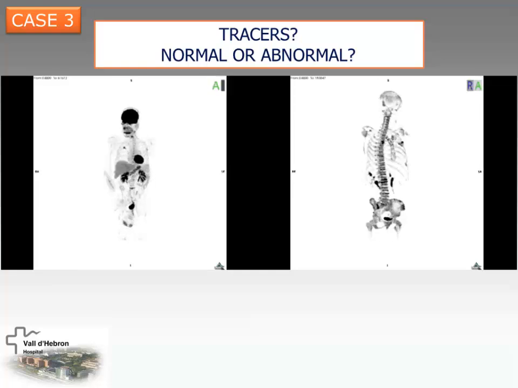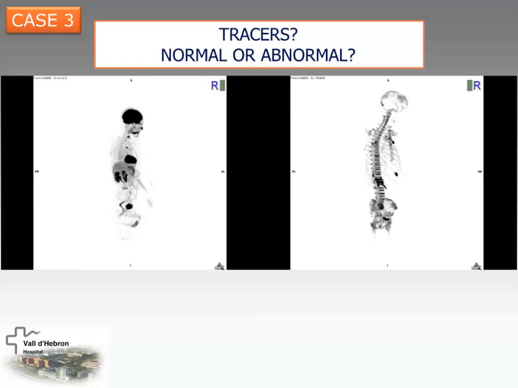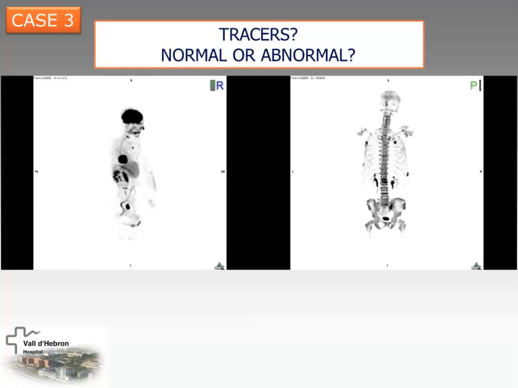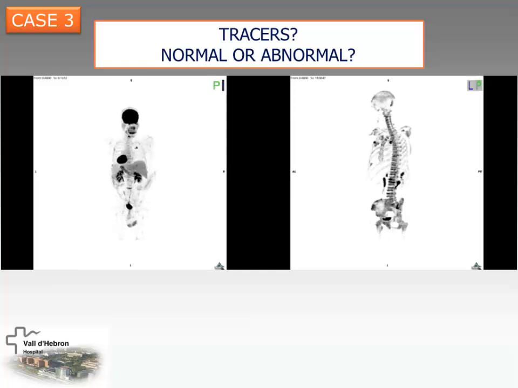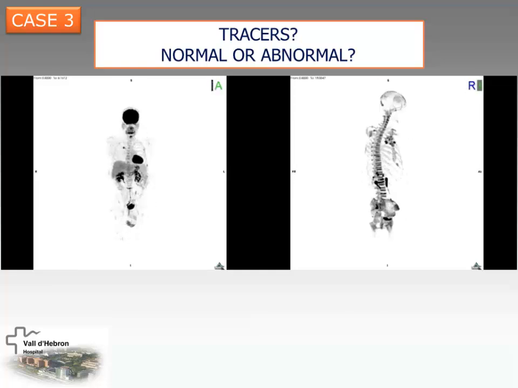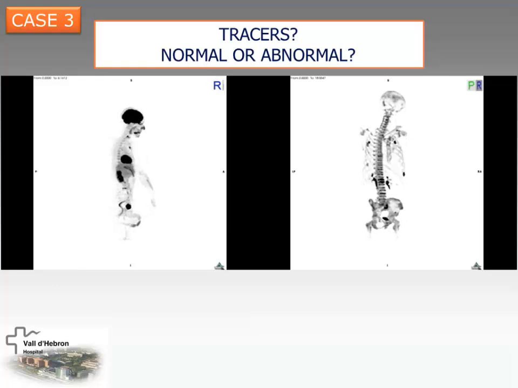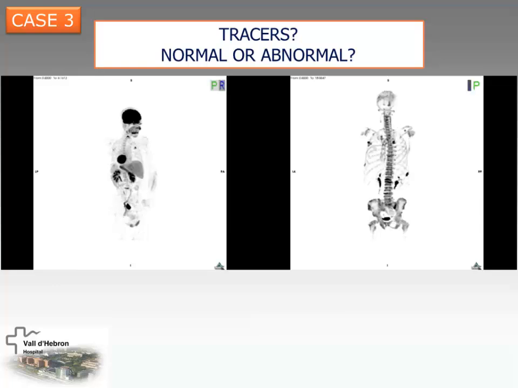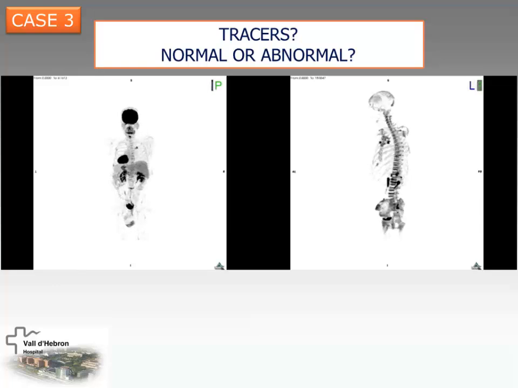Which are the tracers? One is FDG and the other one is fluorine. Yes, on the left FDG and on the right fluorine. And both are normal or abnormal? Abnormal. Which is more abnormal? The fluorine. Yes? And what can we see on the fluorine PET?